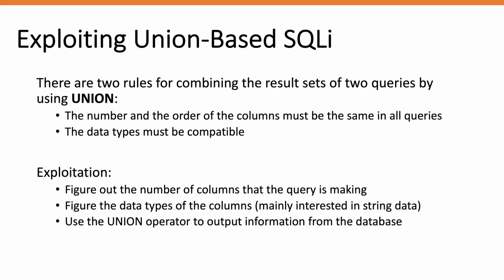And then once you've figured out the number of columns that the query is making and the data types of the columns, you could use the union operator to output information from the database. Sometimes you don't actually get the data type that you want, and so it's a dead end. You can only extract, for example, integers. So it depends on the SQL injection and the context that you're running with on whether you could actually exploit it to extract information from the backend database.